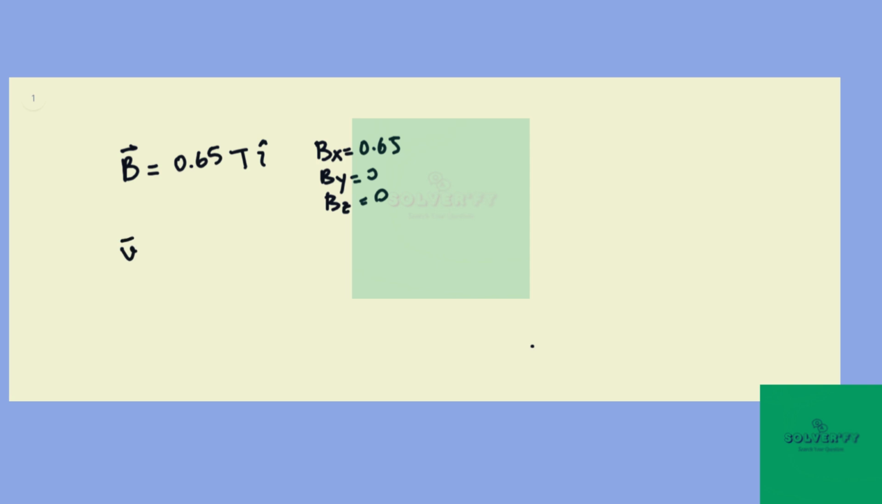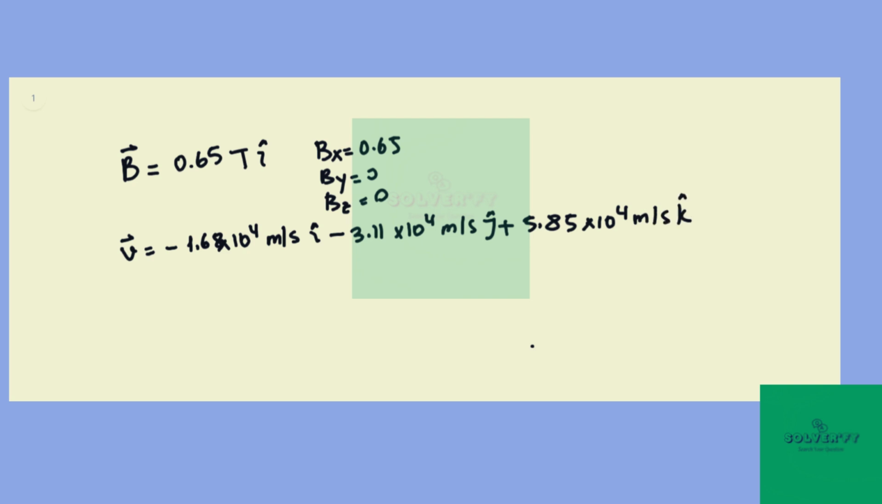And also the velocity vector, the components of the velocity vector along with the directions, are given: negative 1.68 times 10 to the power 4 meters per second i hat, minus 3.11 times 10 to the power 4 meters per second j hat, plus 5.85 times 10 to the power 4 meters per second k hat.